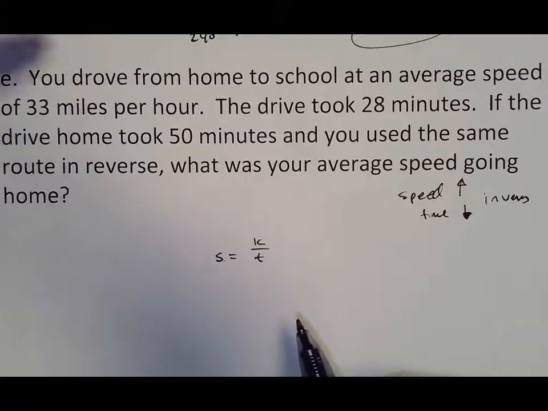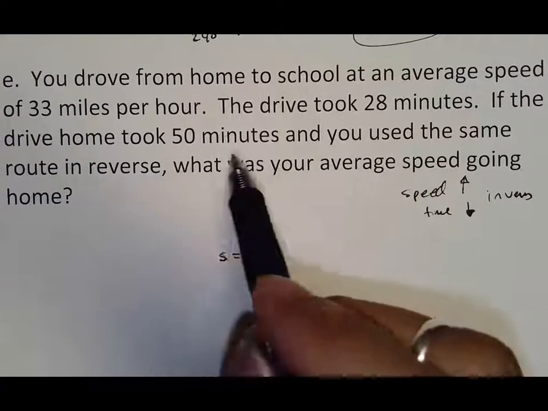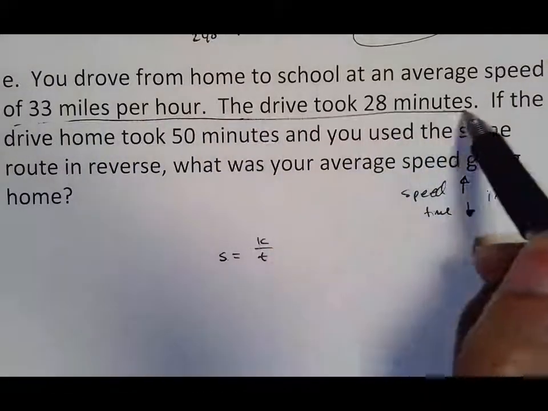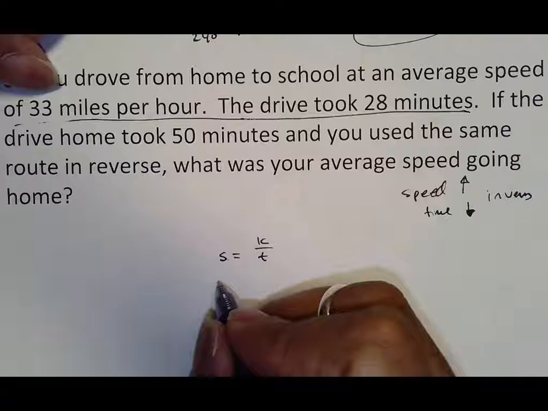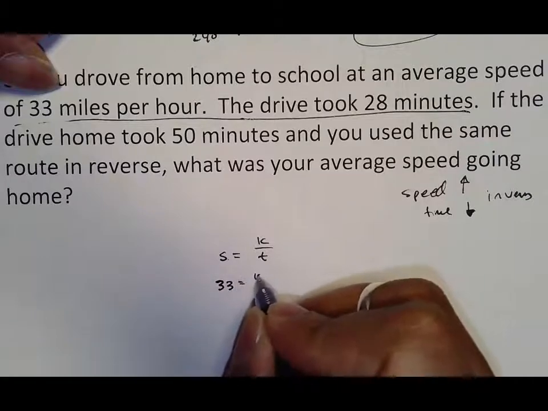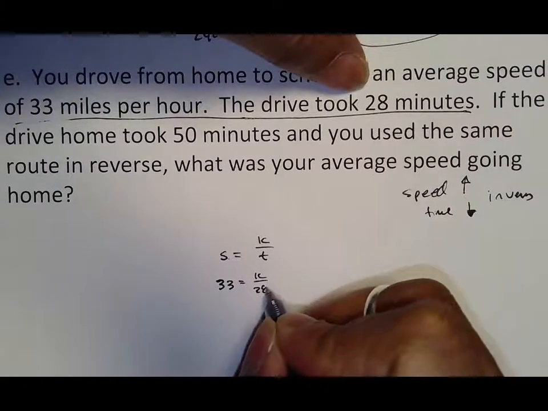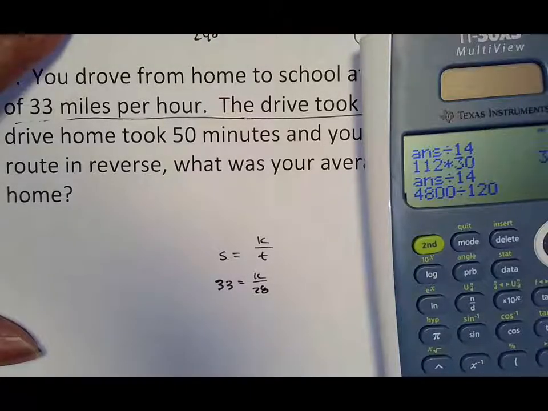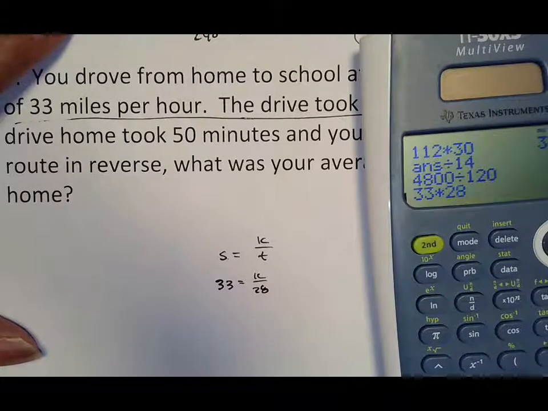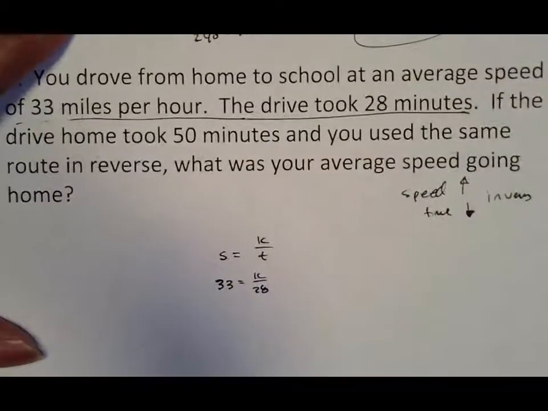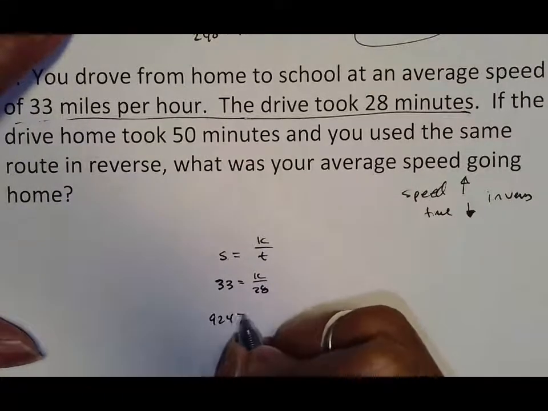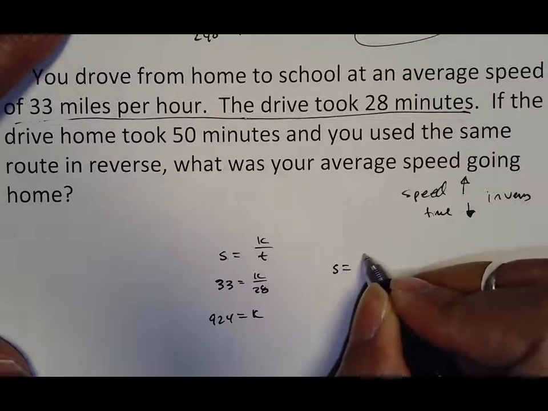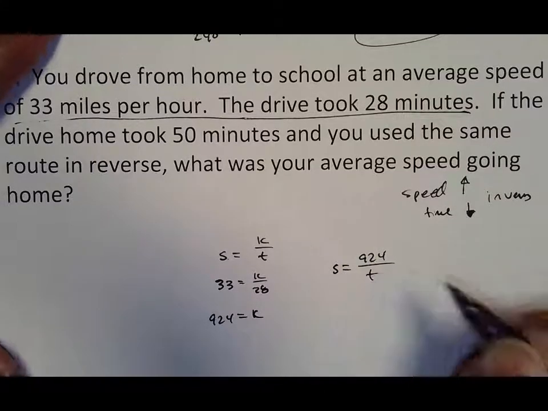With that, we now have to find K. So it says you drove from home to school at a speed of this, and it took that long. So again, your speed was 33 miles per hour equals K over your time, which was 28 minutes. So now we solve it by multiplying by 28, meaning my constant of variation is 924. So my general formula, my variation function, is S equals 924 over time.